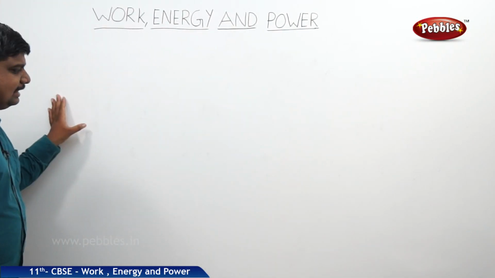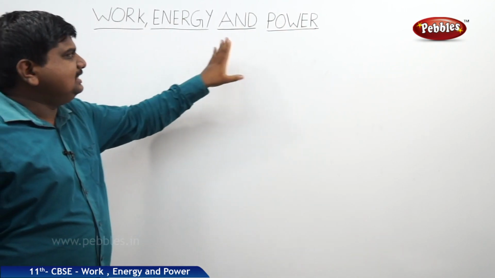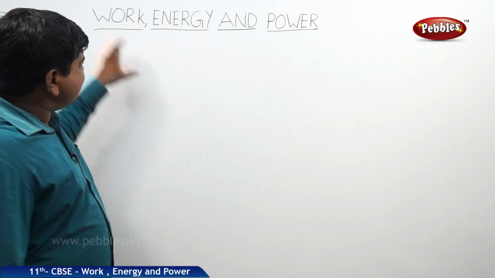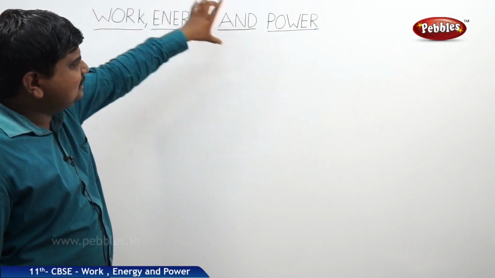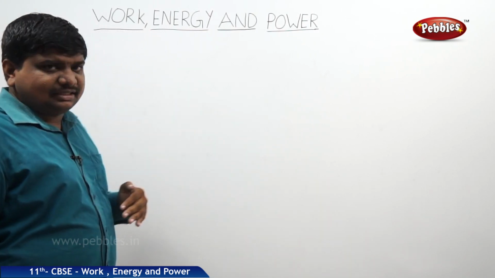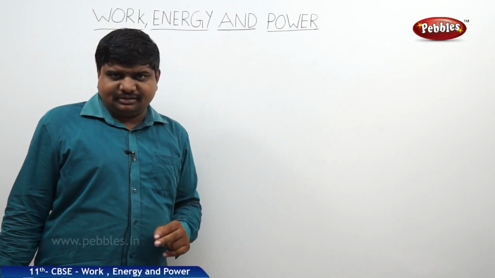Now we are starting a lesson. Its title is Work, Energy and Power. In the previous classes, we have discussed all these things and we are familiar with these things and its related formulae. But here in this lesson, we are dealing with the vector nature of the work, energy and power also.